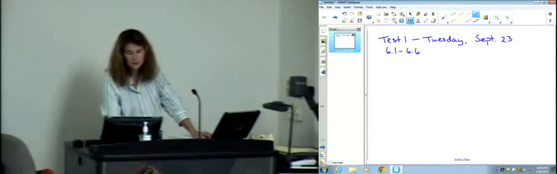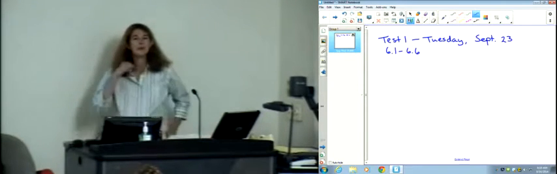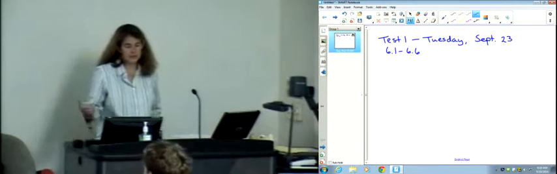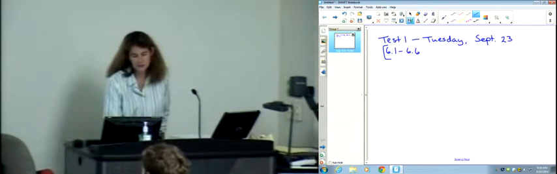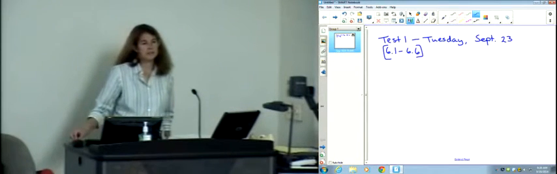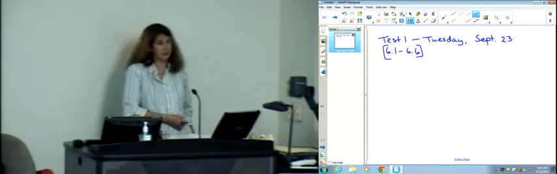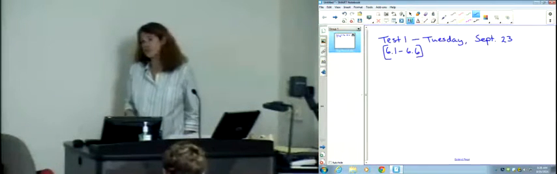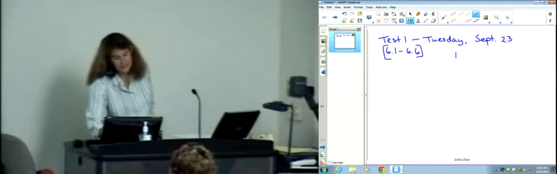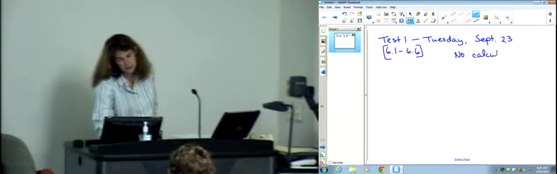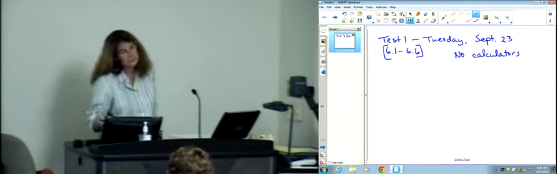So it's our first test, and that'll be next Tuesday, September 23rd. Sections 6.1 to 6.6 are on there. Today we're having a quiz on the unit circle. You will see that unit circle again on the test next week, okay? You will see information about the unit circle. Remember, on the test, we're not using calculators. Not on this one anyway, okay?